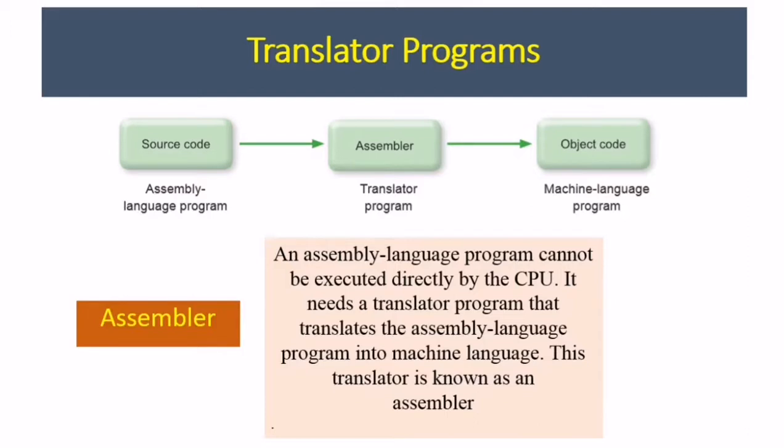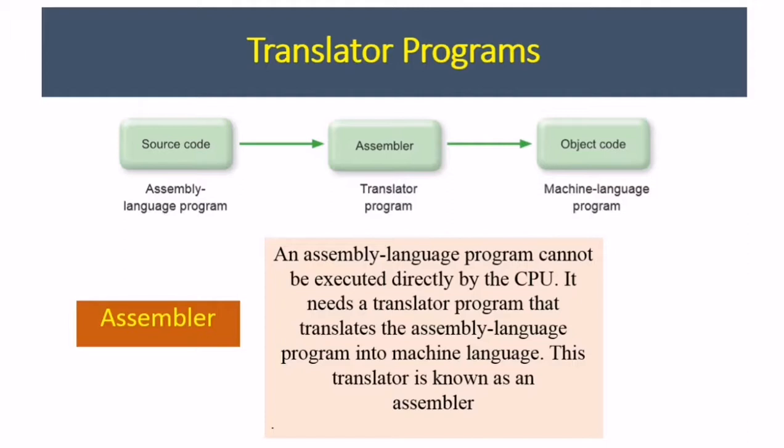Now translator programs. What is translation? Translation means converting text from one language to another language. When two people do not understand each other's language, they cannot communicate, so they need a third person, a translator, to help them understand each other's language. So the computer also needs language translators. Language translators are the software programs that are required to convert a program written in a given language to another language.